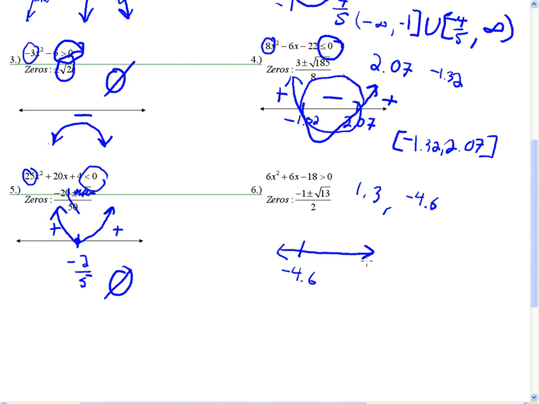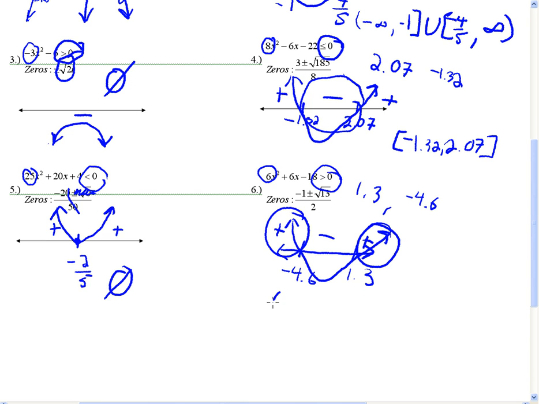Negative 4.6 to 1.3. Now on this one, again, positive leading coefficient, so it's opening up. It looks like this. So it goes from plus to minus to plus. Where is it greater than 0? On the outsides. So this is going to be negative 4.6. Let me fix that. It's not negative 4. It's going to go from negative infinity to negative 4.6 union 1.3 to infinity. So there's a few of the problems done on the worksheet from class.